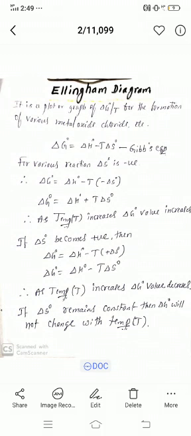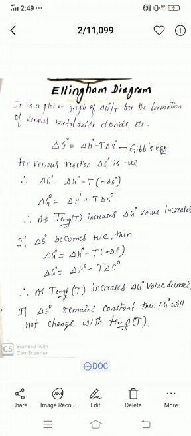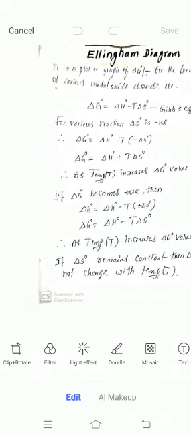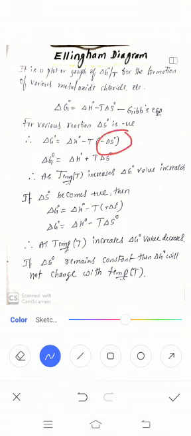See, for some reactions we have delta S naught negative. In this Ellingham diagram, whatever oxides are forming, for the maximum of them delta S naught is negative only. So what happens if delta S naught is negative? Here you see, this is delta S naught. Delta S naught negative, so negative becomes positive. So delta G naught is equal to delta H naught plus T delta S naught.